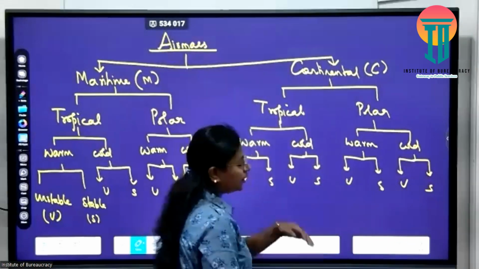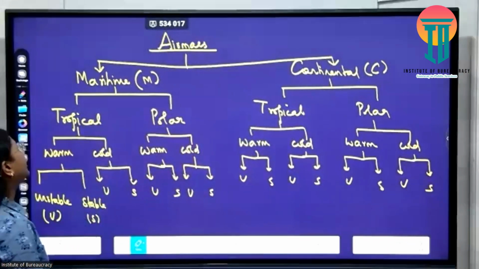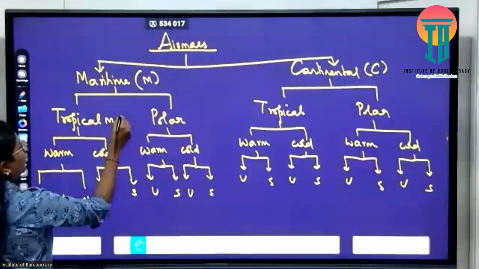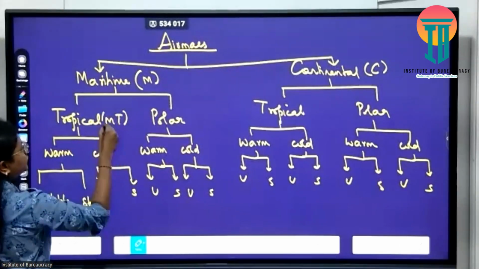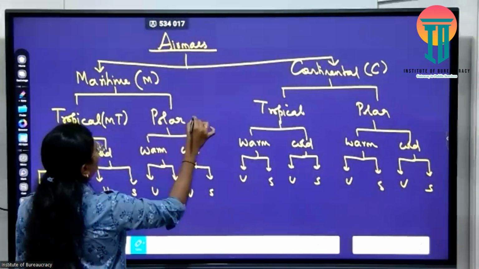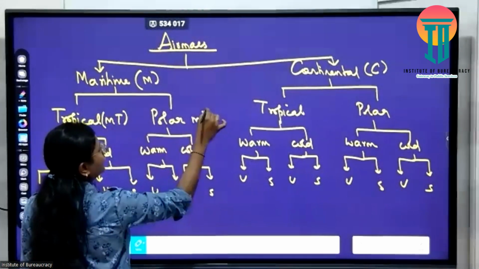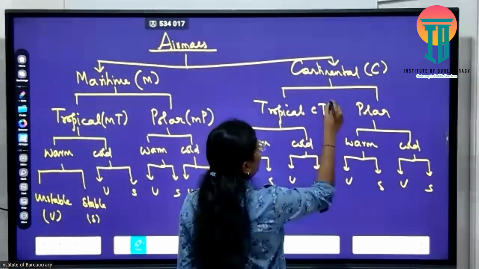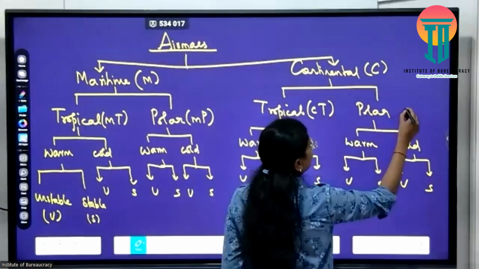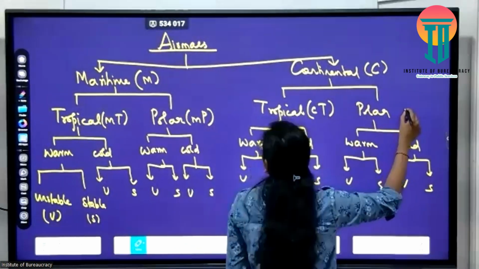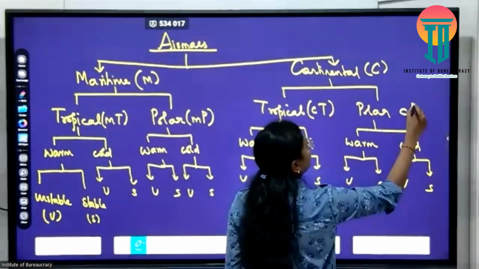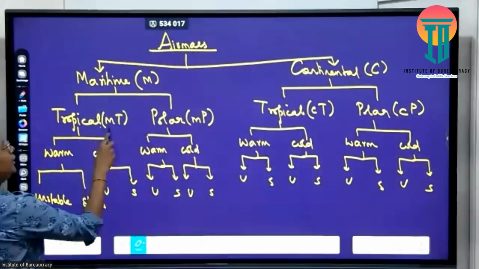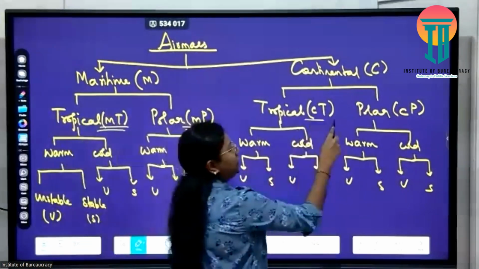Okay, then the names of the air masses, the four important air masses. This is what we're going to study. This is your maritime tropical. This is your polar, maritime polar. And this is your continental tropical and continental polar. So these are the four important air masses we're going to look into: MT, MP, CT and CP.